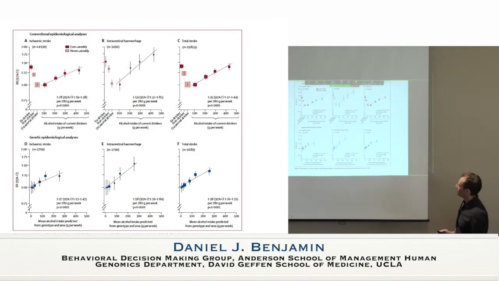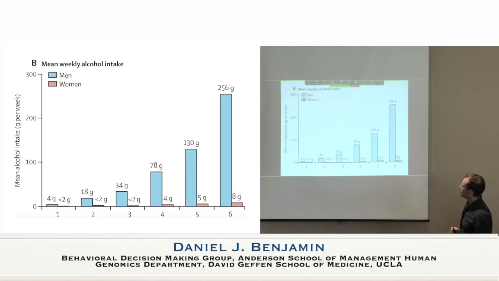This is for men. Here, confirming what they thought going in, there's a difference on average between men and women's consumption, with the women drinking very little. These different groups are basically genotype groups across the two different variants.